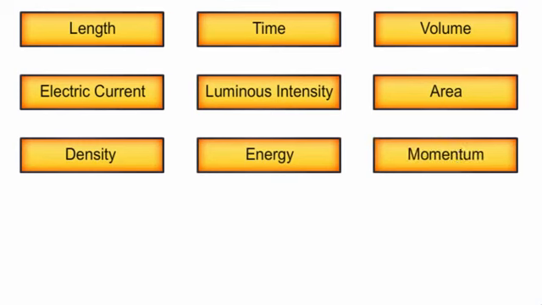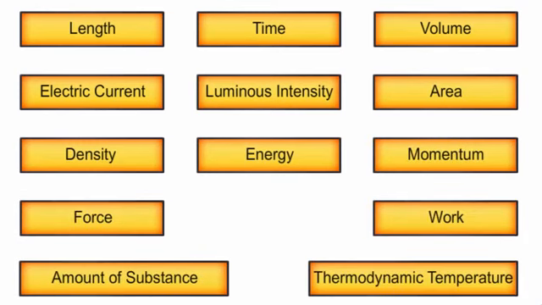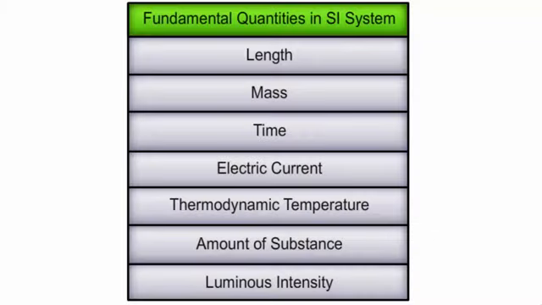We learnt earlier about different physical quantities, of which 7 are considered fundamental according to the SI system of measurements, while the others are derived physical quantities. The 7 fundamental quantities are length, mass, time, electric current, thermodynamic temperature, amount of substance, and luminous intensity.